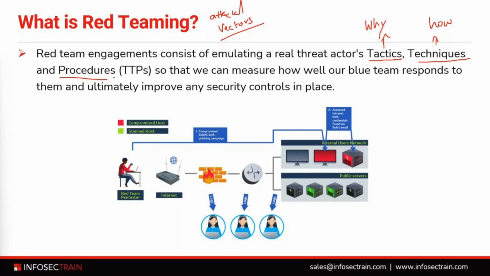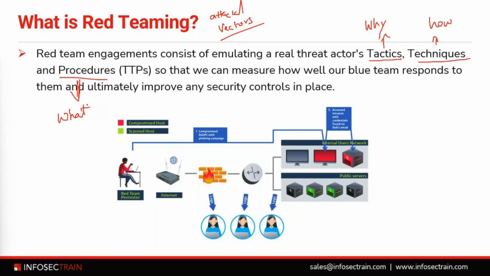Then we have procedures. Procedures are specific steps which are taken to carry out the techniques. They detail the what: procedures will tell you what will be done, which outlines the particular actions and sequences the attacker will follow. That's your TTP. So as I said, the red team uses tactics, techniques, and procedures similar to those of actual attackers, but they do it ethically with the permission of the organization.